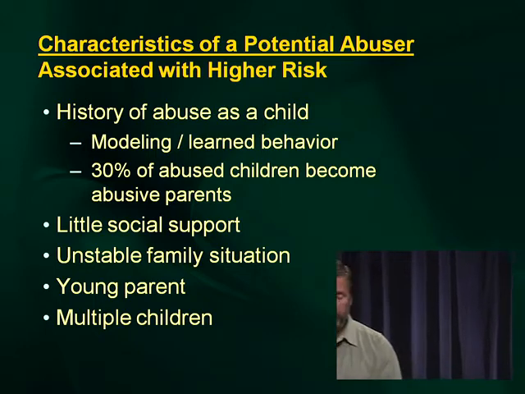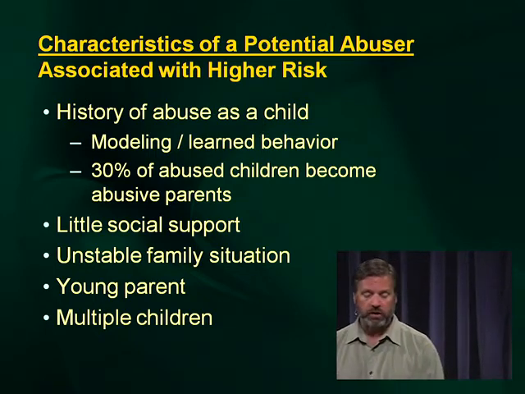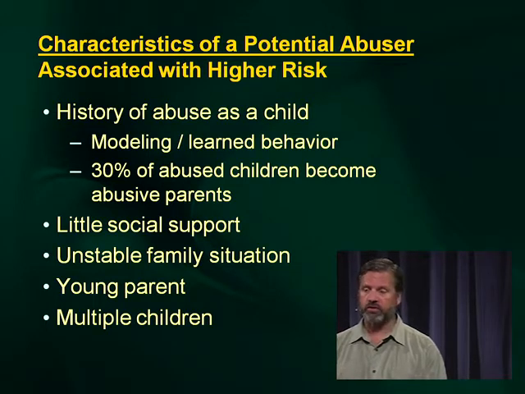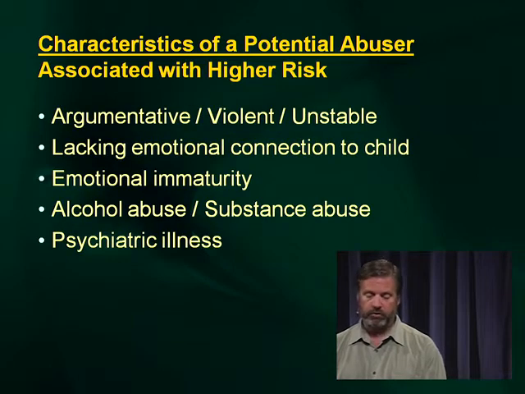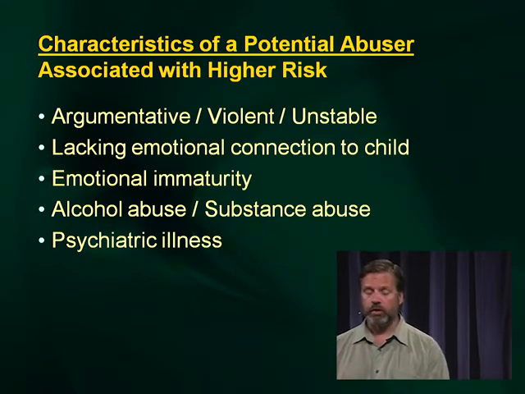Characteristics of the potential abuser that are associated with higher risk: a history of abuse themselves. If a parent was abused, they have a 30% risk of becoming an abusive parent. So incredibly high risk. Little social support, unstable family situation, a young parent, or having multiple children all put you at higher risk. If you're argumentative, if you tend to be more violent or unstable, you're at higher risk.